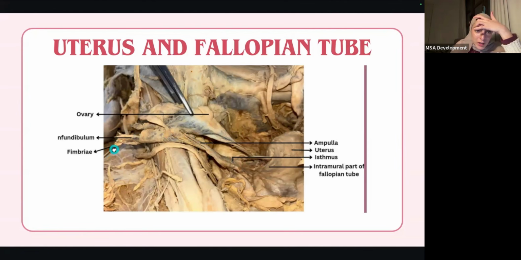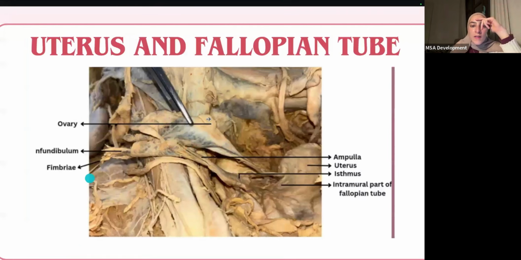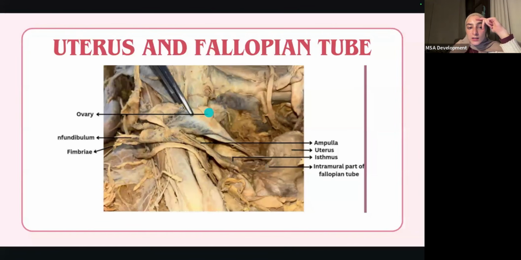Look how it's like hair-like structures. This is the fimbriae. This is the way the fallopian tube passes. This is the ovary. It's not directly attached to the fimbriae. Oh, intramural part. Yeah, that's what I was referring to. The intramural part of the fallopian tube is as soon as it leaves the uterus, and it's kind of inside the uterus. Okay, moving on. This is very important.